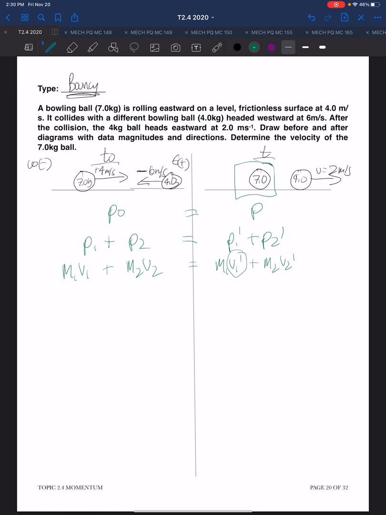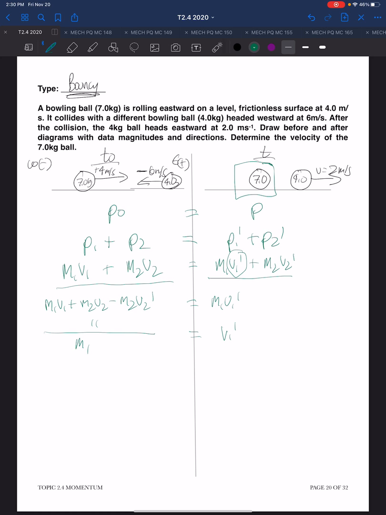We can solve for that. The way we solve for it is to subtract M2 V2 prime from both sides. So we have M1 V1 plus M2 V2 minus M2 V2 prime equals M1 V1 prime. To get V1 prime, we divide both sides by M1. So we are left with this whole thing divided by M1.